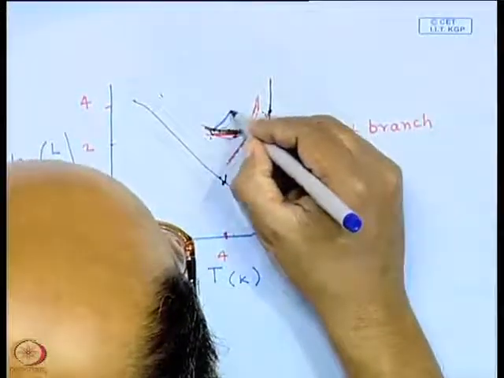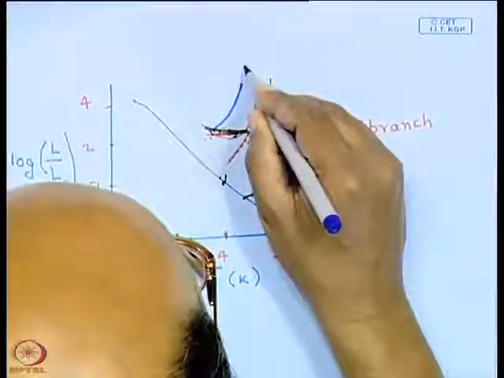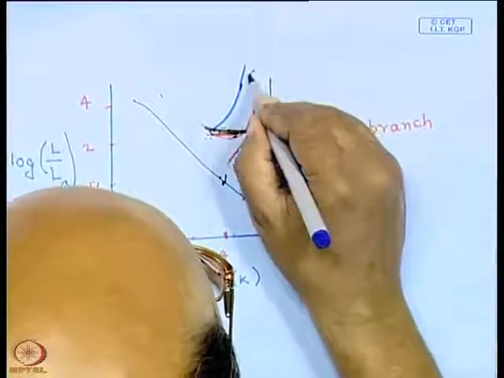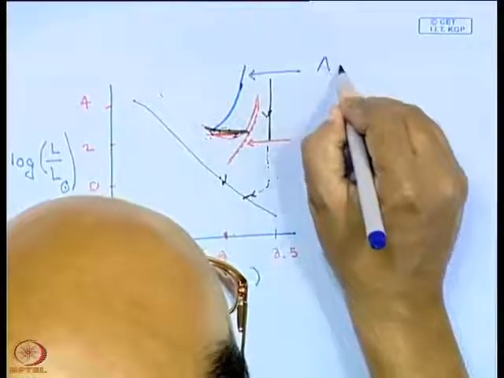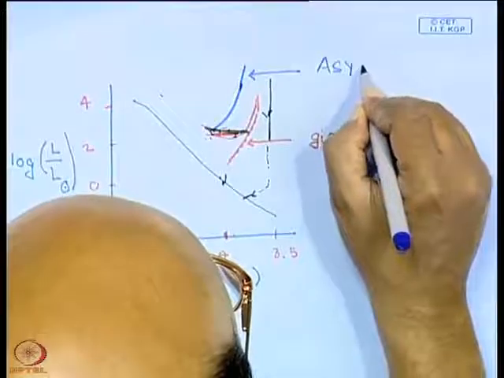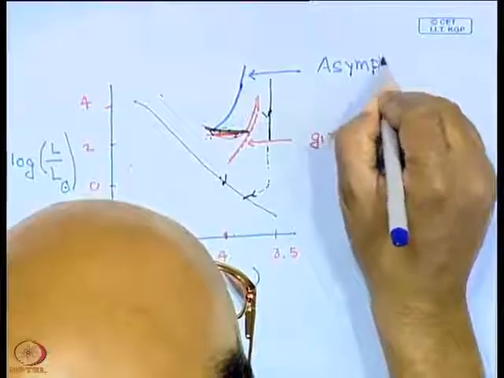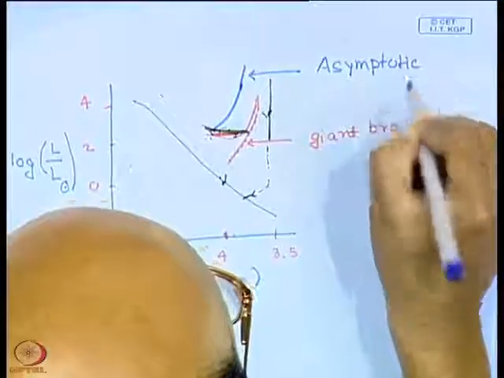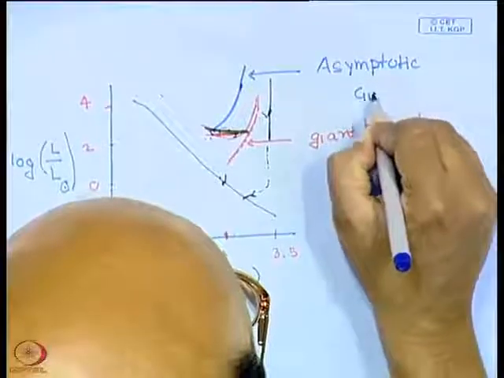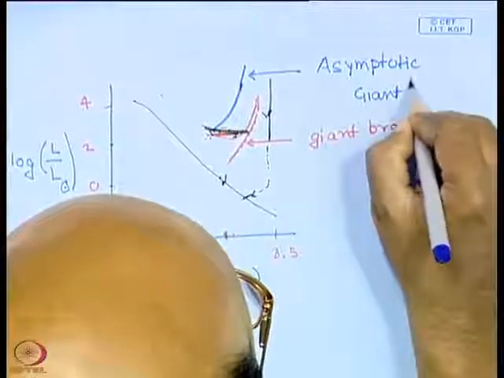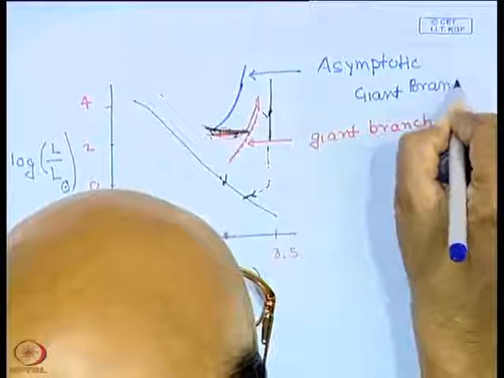So there will be a second giant phase called the asymptotic giant branch, or the second giant asymptotic giant branch.